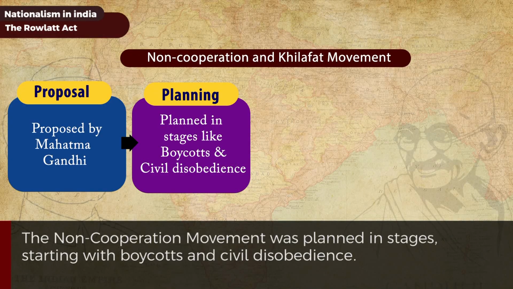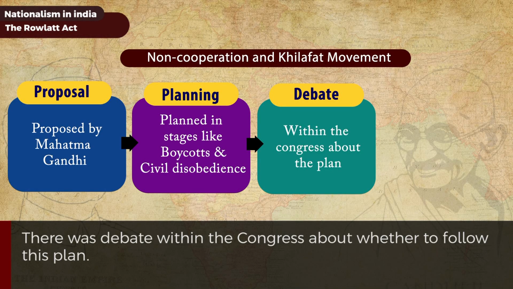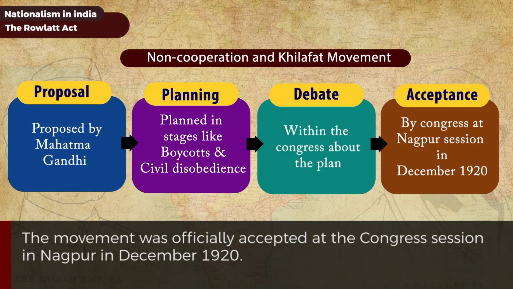The non-cooperation movement was planned in stages, starting with boycotts and civil disobedience. There was debate within the Congress about whether to follow this plan or not. The movement was officially accepted at the Congress session in Nagpur in December 1920.